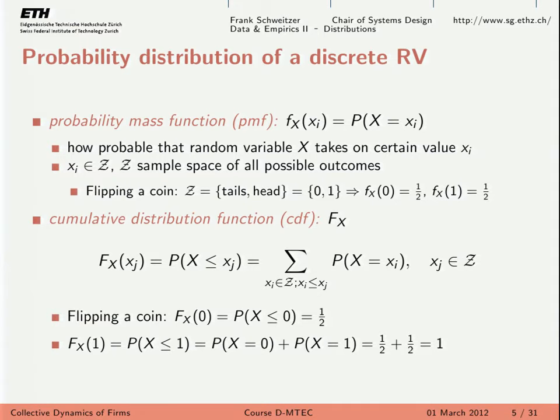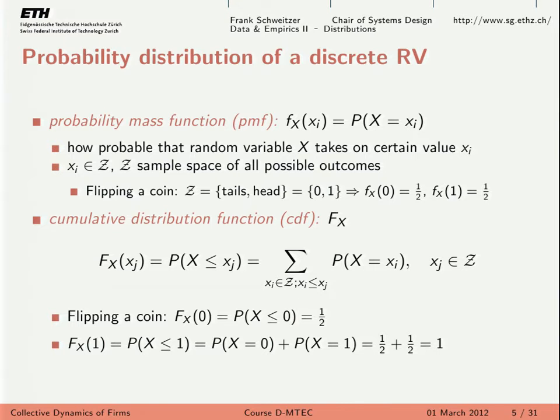Here's another example, much simpler. We toss a coin, and then the sample space is only 2 possible outcomes, namely tail or head. So we call this 0 and 1. And then we talk about the probability that 0 occurs or the probability that 1 occurs, and each of them, as you know, is just 1/2. That's the meaning of the probability distribution.